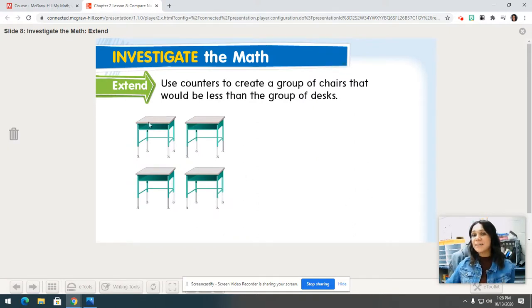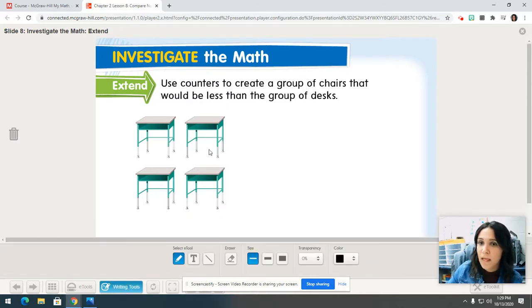All right, now I see my desks on my page. I want to draw a group that is less than the group of desks that we see. Well, let's count first. How many desks do we see? 1, 2, 3, 4. I see 4 desks. When we write 4, we say, baby L, line down. Can you say that with me? Baby L, line down. Good.